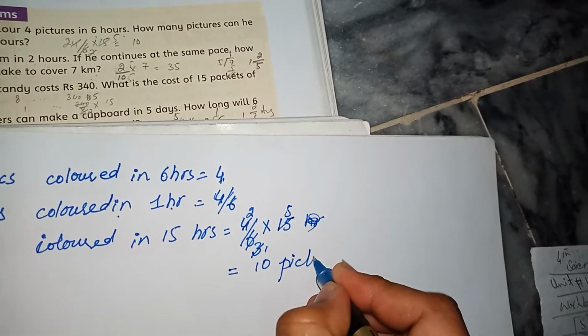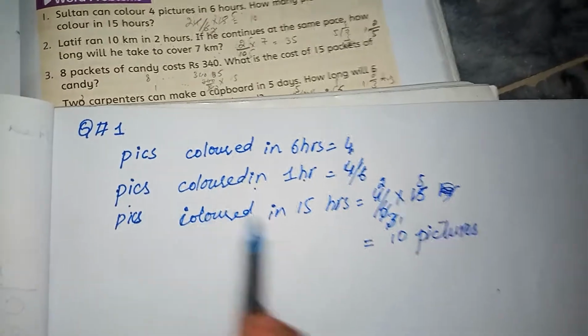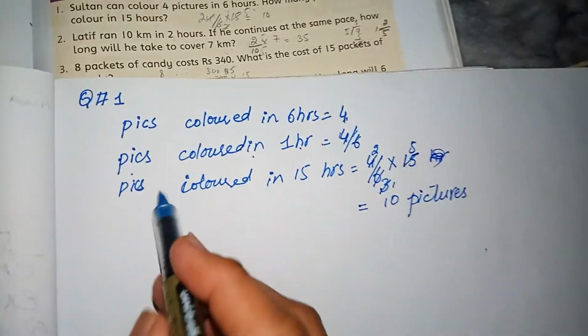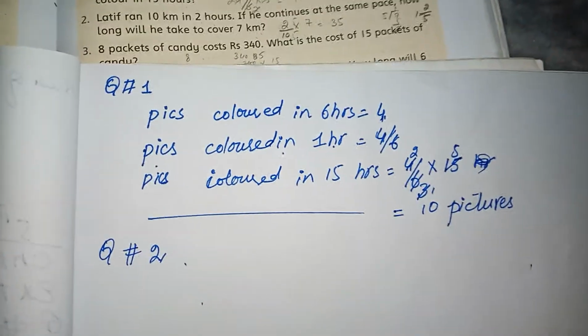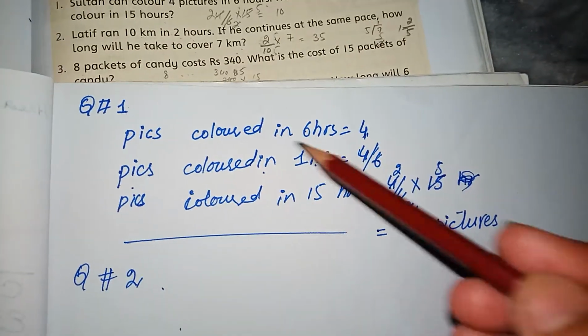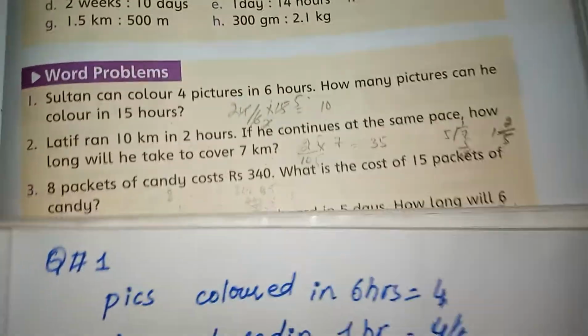So how many pictures could be colored in 15 hours? 10 pictures. Now come to the second question. I'll just guide you for the solution, and you have to solve that by following the same steps, the same procedure, writing the statement like this.